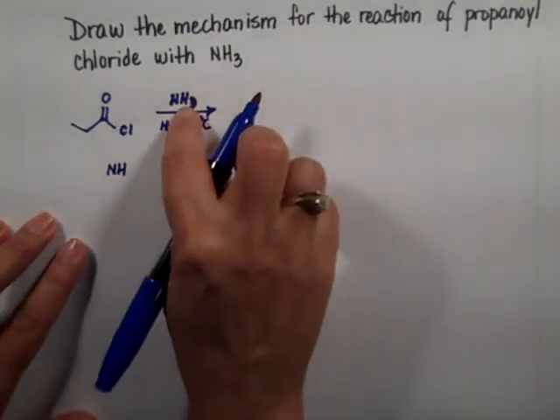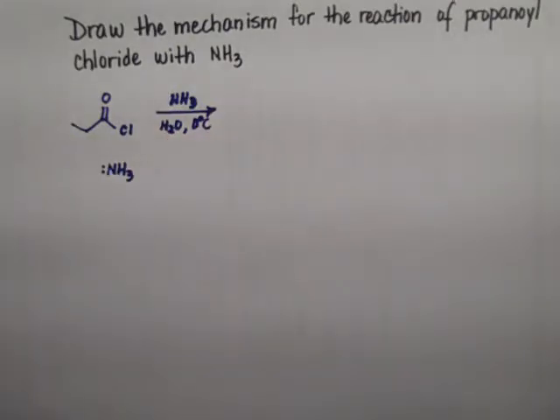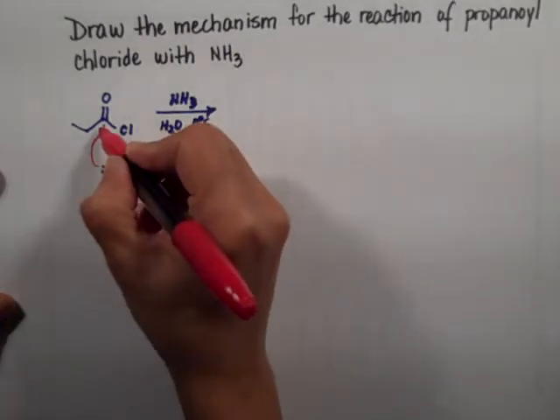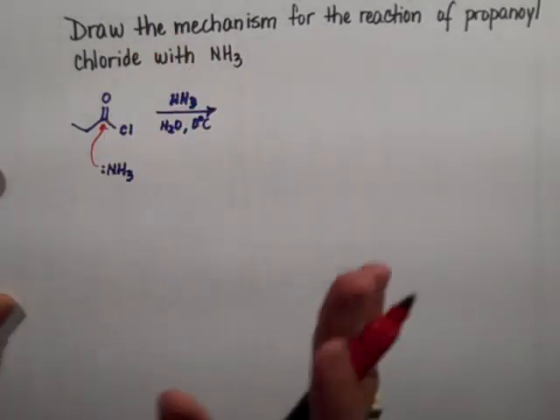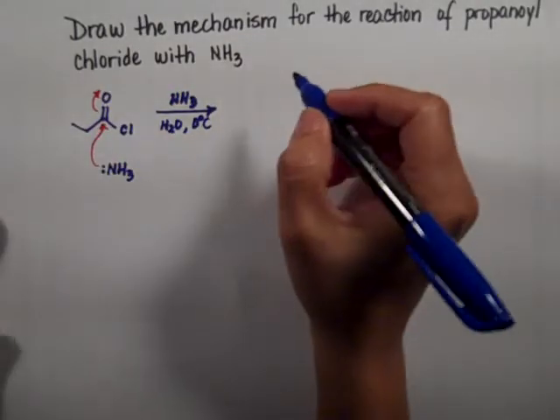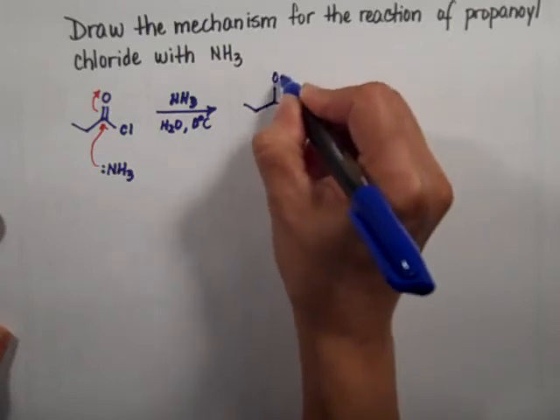I have a really good nucleophile there. Well, maybe not a very good nucleophile, but a nucleophile nonetheless. It attacks the carbonyl, which is a really nice partial positive carbonyl. We get our tetrahedral intermediate.